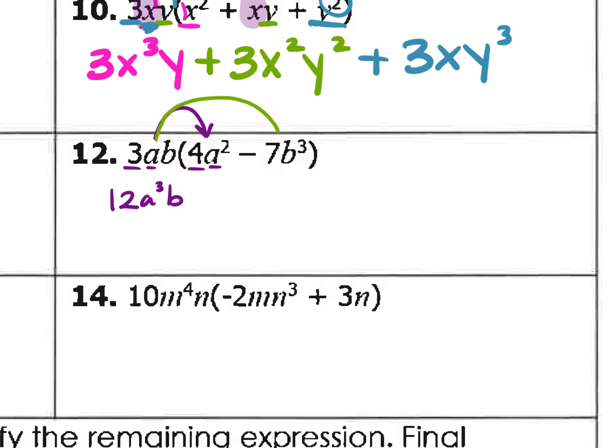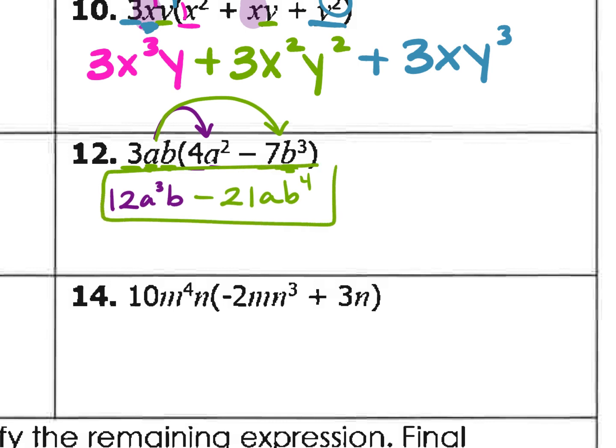Second part, are you adding or subtracting? You're subtracting. 3 times 7 is 21. A with no A over here is just going to be A. And then you have B and B cubed. B times B cubed is B to what power? The 4th. Okay, so that is your answer.